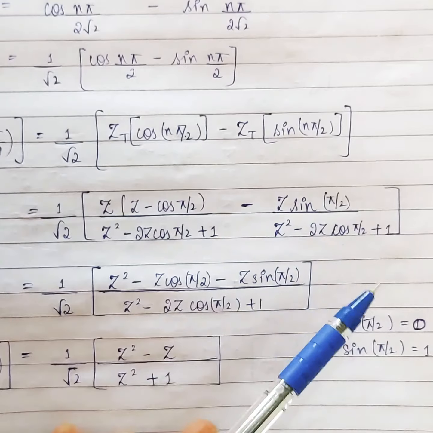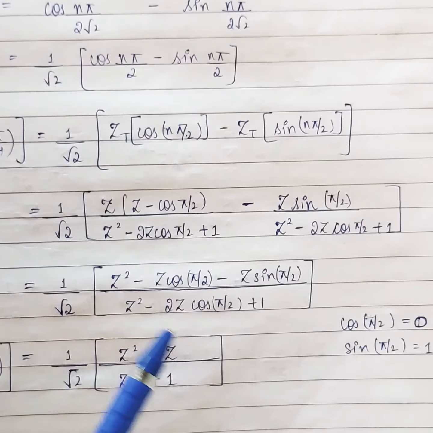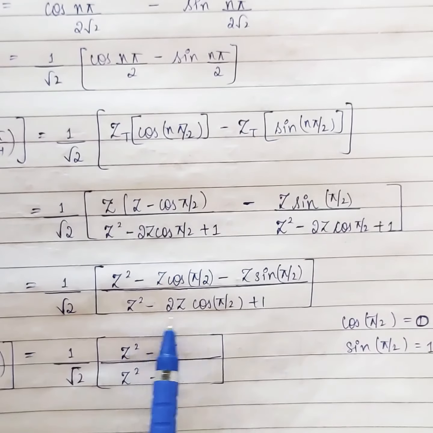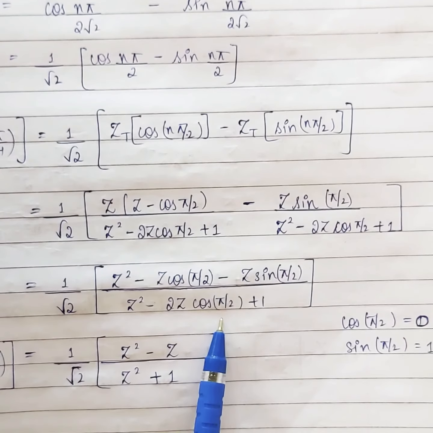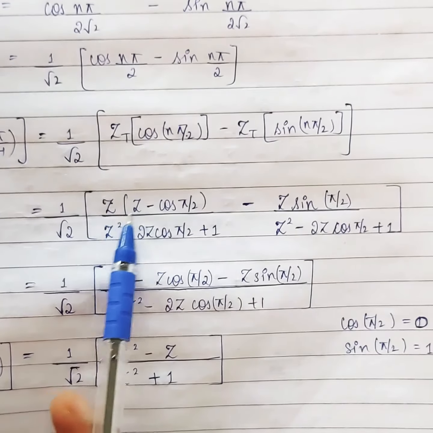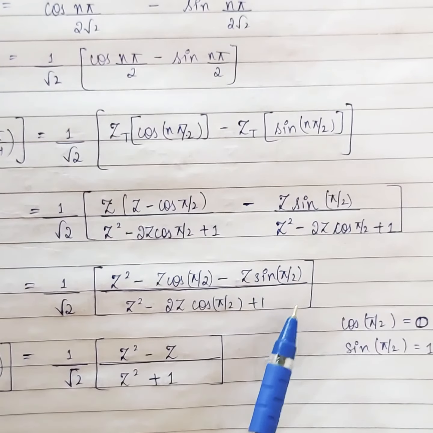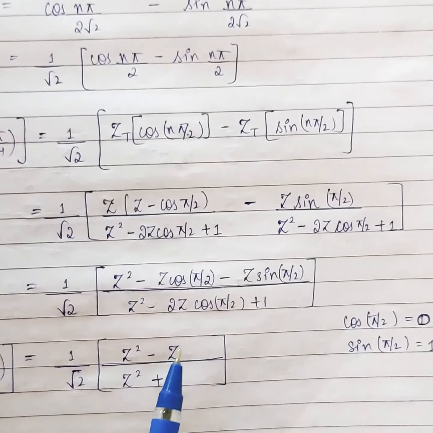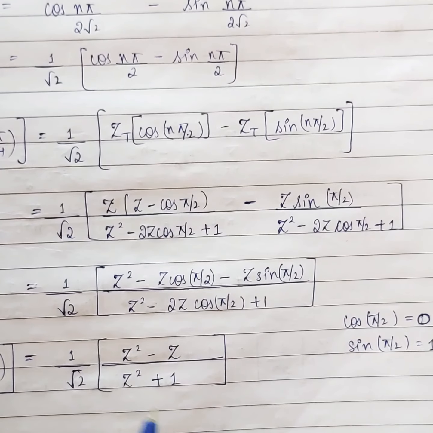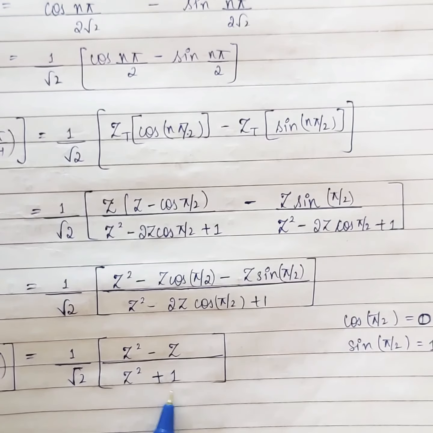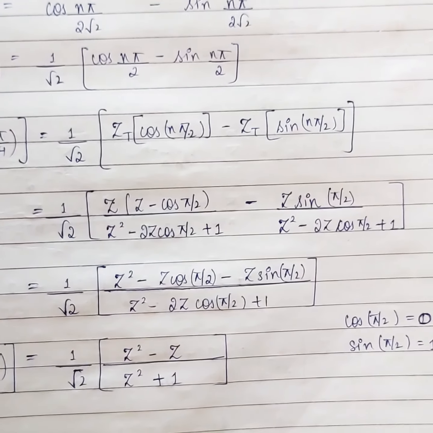So now we have to just simplify the values. Since the denominator is common, we can take this as the common denominator. And if you multiply, this is Z square minus Z cos pi by 2 minus Z sin pi by 2. Now you can substitute the values for cos pi by 2 and sin pi by 2, and we end up getting Z square minus Z by Z square plus 1 into 1 by root 2.